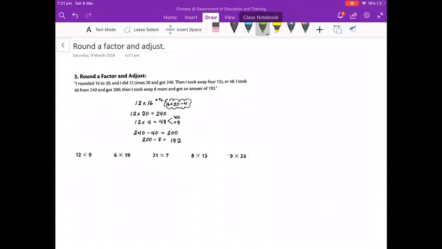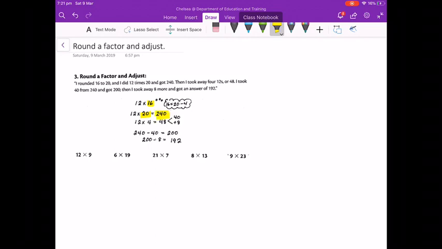Today we are focusing on multiplication mental strategies, particularly rounding a factor and adjusting. So we have a problem like 12 times 16. What you can do is round 16 up to 20. That makes the number easier to multiply. Now we know that 12 times 20 equals 240.